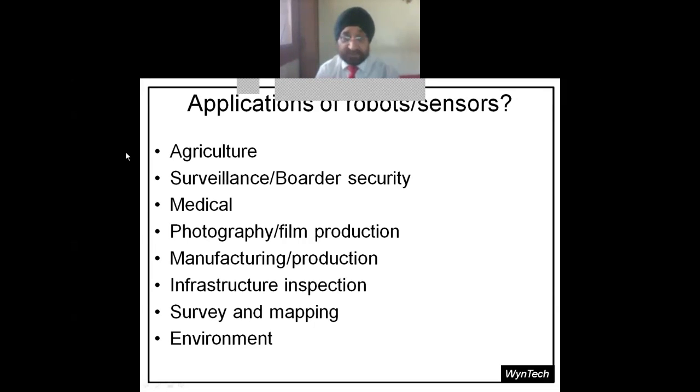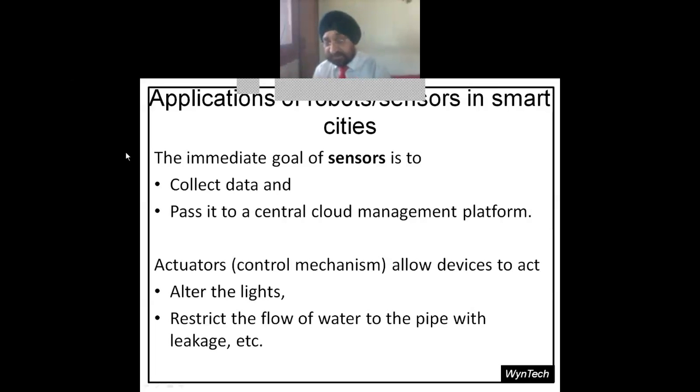We are using sensors and robots in infrastructure inspection. The strength of a bridge or of a metro pillar is actually checked by sensors: how strong the pillar is, if there is any bubble or any hollow space in the pillar, they check with the sensor. Survey and mapping of the environment. These are general applications, not specific to smart cities. Now we'll see the application of robot sensors in smart cities.